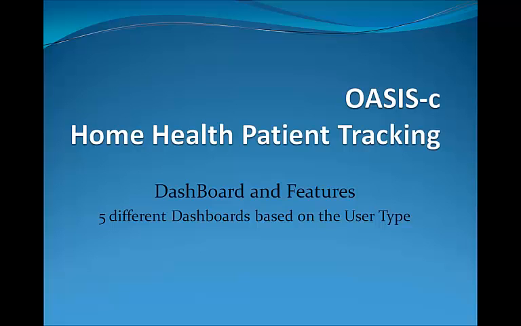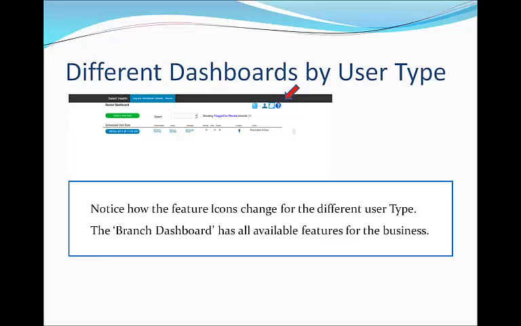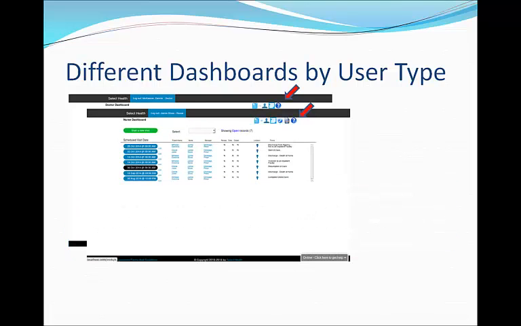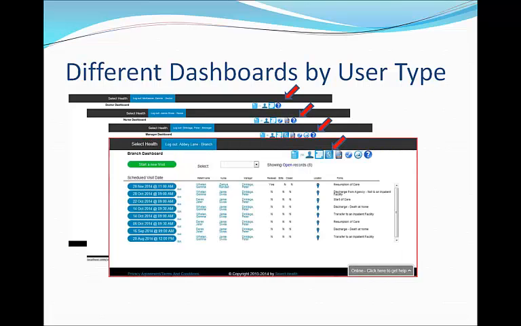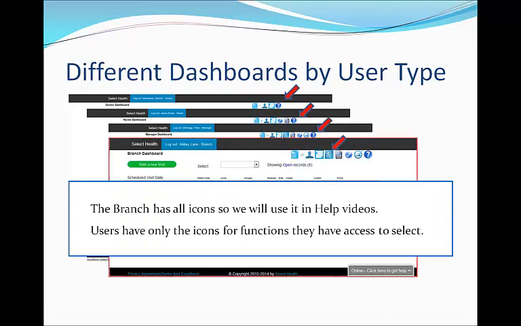Dashboards and features. There are 5 different dashboards based on user type. Notice how the feature icons change for the different user types. The branch dashboard has all features available for the business. This is the doctor dashboard, the nurse, the manager, and it has all the same icons as the dashboard. Users only have the icons for functions they have access to select.